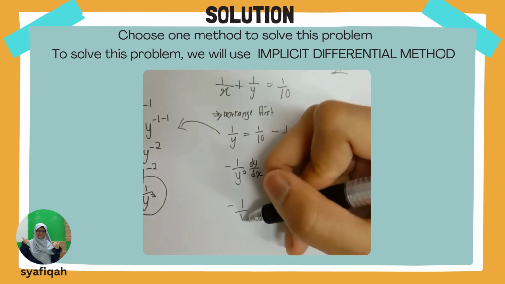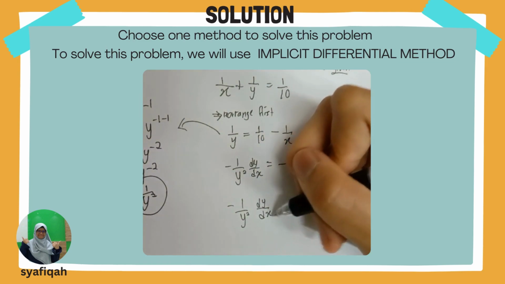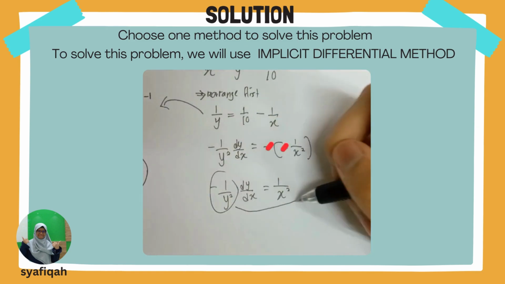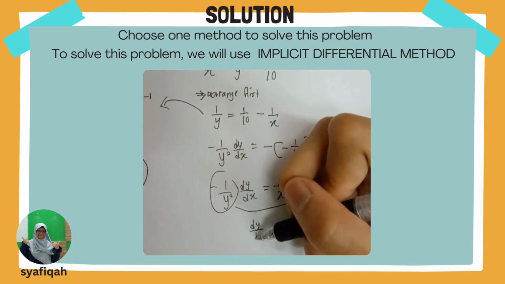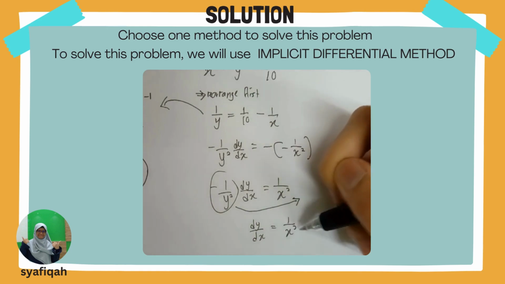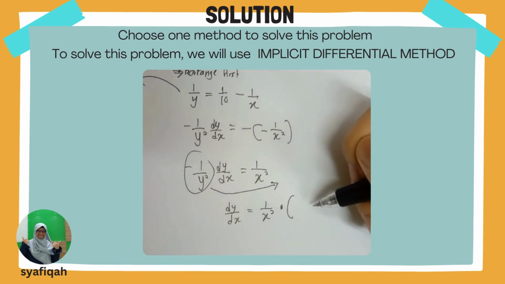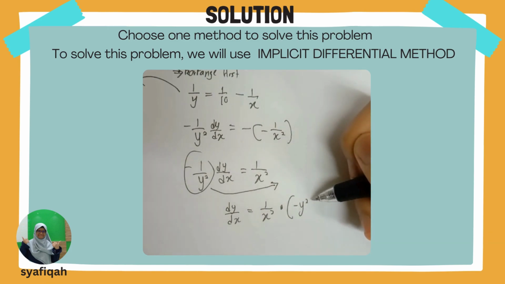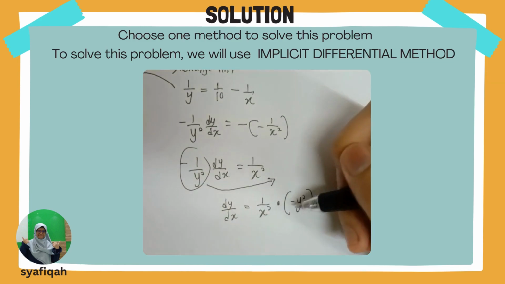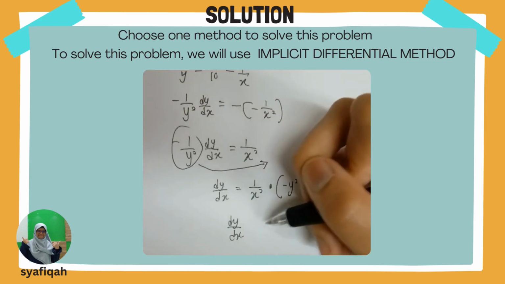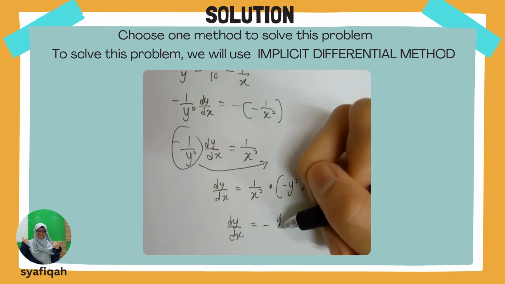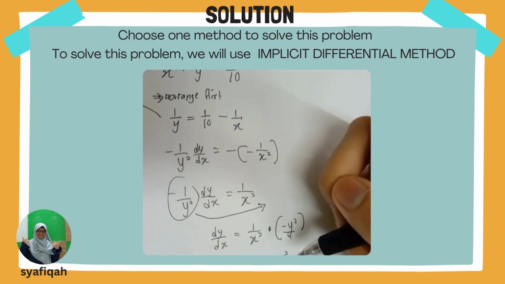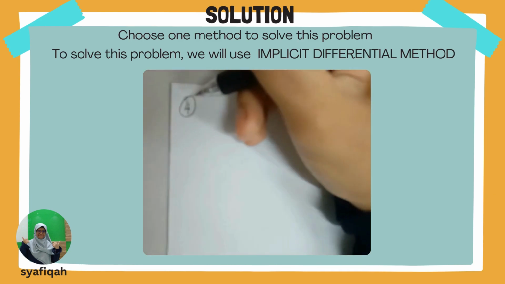Next is negative 1 over y squared dy over dx equals, because the minus is already eliminated, and then we bring the front to the back, that leaves us with dy over dx equals 1 over x squared multiplied by negative y squared. And that leads us to dy over dx equals negative y squared over x squared, because the negative y squared is over 1.